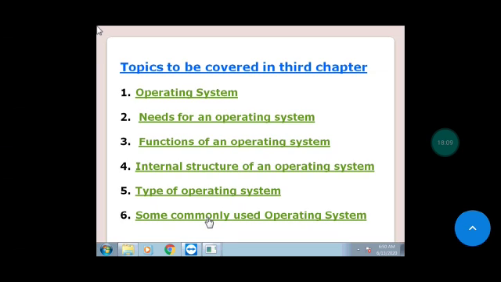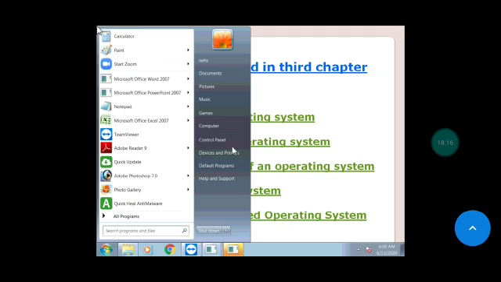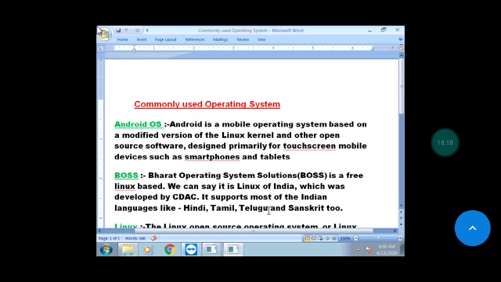So now, the next topic is some commonly used operating systems. Here I am going to discuss some of the operating systems, my dear. First one is Android OS. Everyone knows it. It is used in our smartphones and tablets. Without this OS, as I already explained, your applications will never work, whether that application is on your smartphone, on your desktop, or on your laptop.